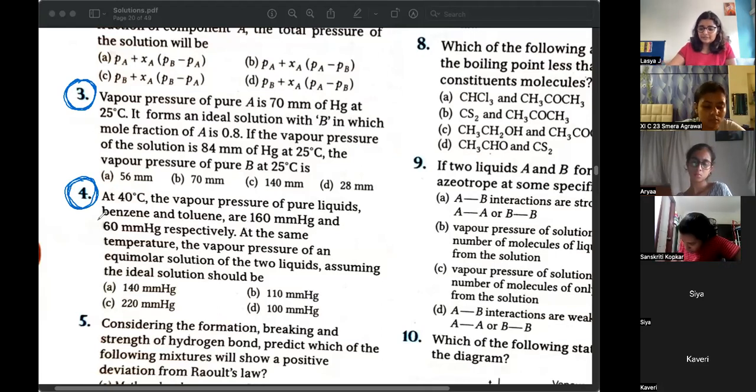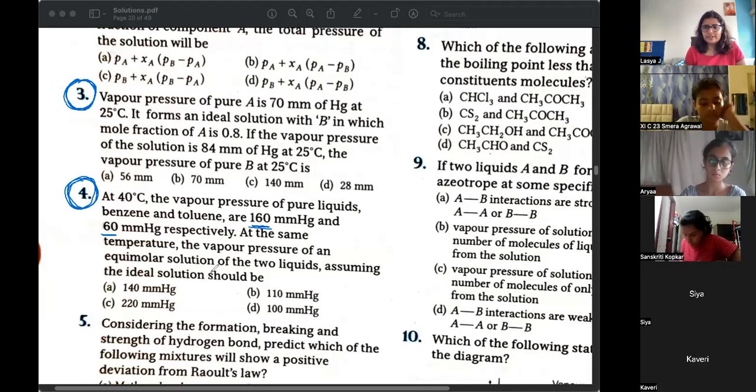So यहाँ पे, okay, another factor that you might have made a mistake. One is 160 and this is just 60. So check it. Smera and Sia have sent. Arya and Kaveri are yet to send. Sanskriti is correcting it.